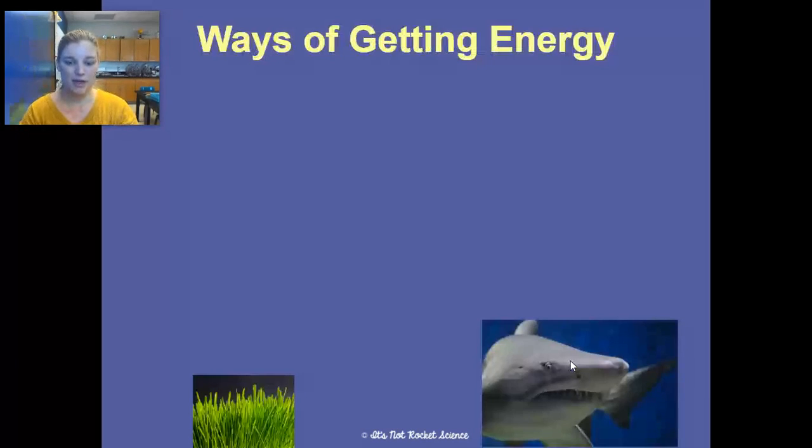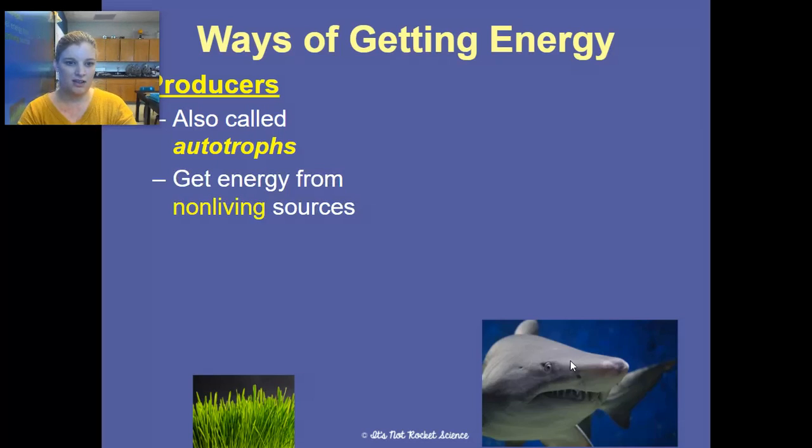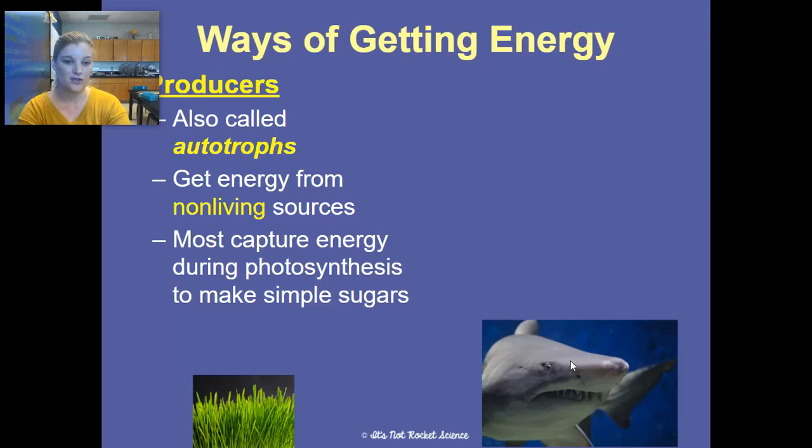So we have a couple different ways. We can either be a producer. These are also called autotrophs. So they automatically can get energy from the sun, and they get their energy from non-living sources. And that's usually from photosynthesis to make simple sugars. So when they're getting their energy from a non-living source, they're not eating other things to get energy from them. So in this case, with photosynthesis, they make sugar from energy that we get from the sun.